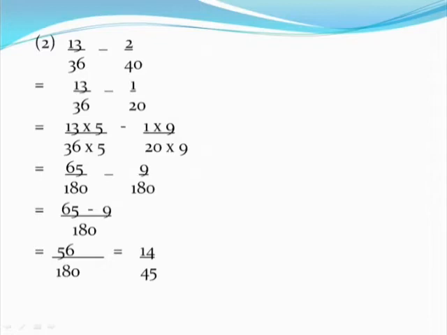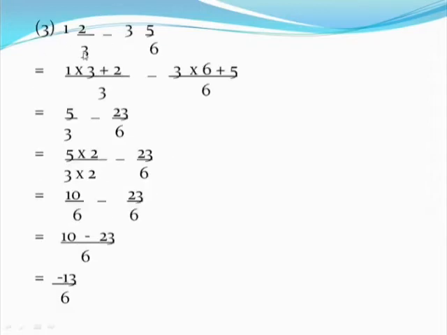Now, example number 3. 1 integer 2 upon 3 minus 3 integer 5 upon 6. In this example, first we will convert these mixed numbers into improper fractions. For that, 1 integer 2 upon 3 is 3 ones are 3 plus 2 upon 3. 1 threes are 3 plus 2 is 5, 5 upon 3. Now the second fraction is 3 multiplied by 6 plus 5 upon 6. 3 6s are 18, 18 plus 5 is 23, 23 upon 6.